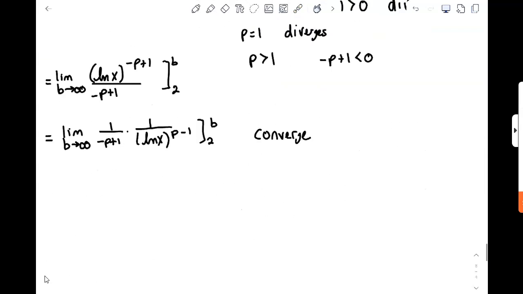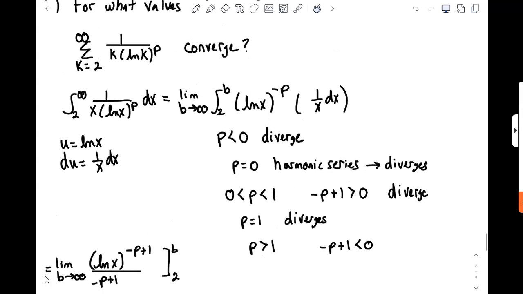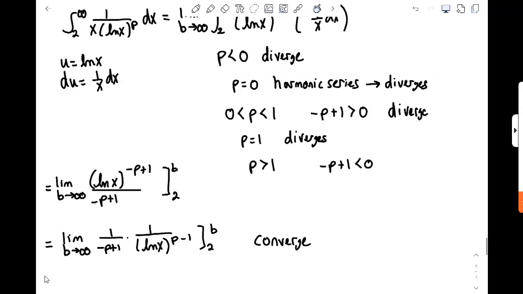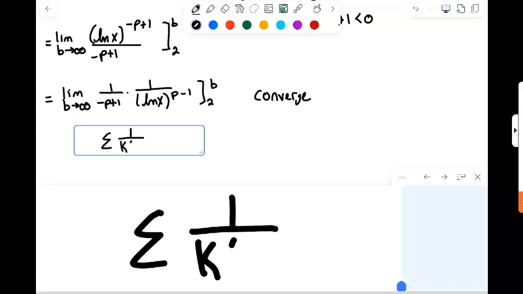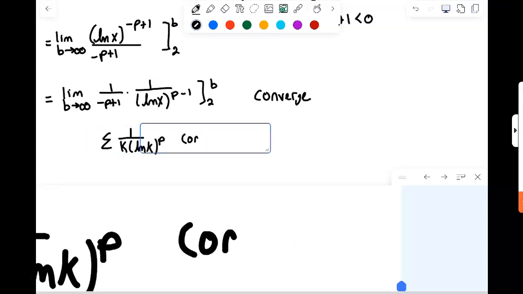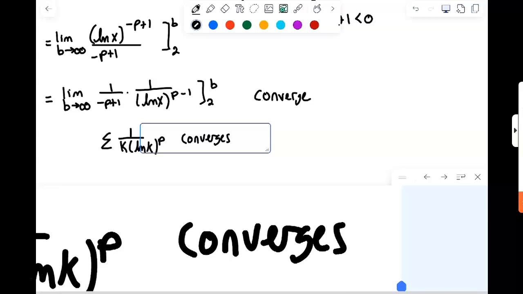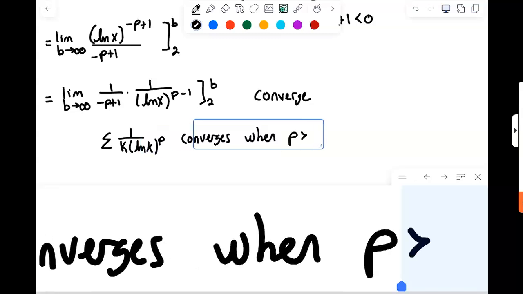And it actually turns out this series that we set up here, with 1 over k ln of k to the p, has that same kind of rule: if p is greater than 1, then the series will converge. So to summarize, the sum of 1 over k ln of k to the p converges when p is greater than 1.